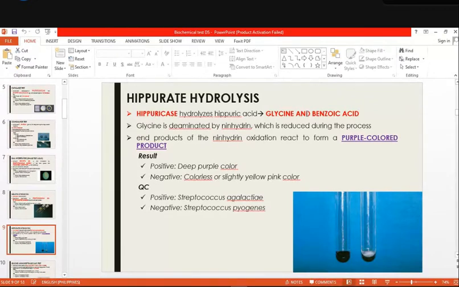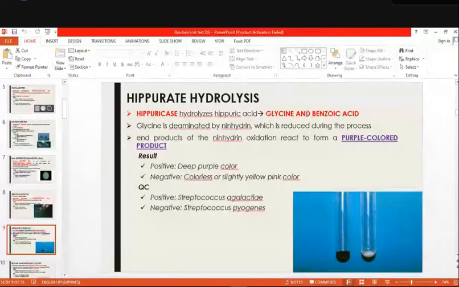Ano nangyari sa ating gelatin hydrolysis? Anong media natin sa gelatin hydrolysis? Media. Nutrient gelatin medium. Thank you, Lorraine. Okay, so we proceed.